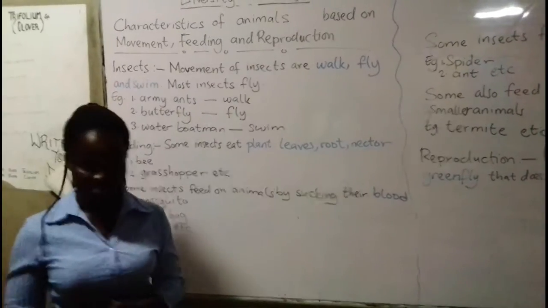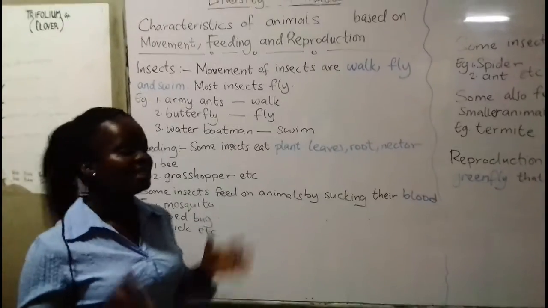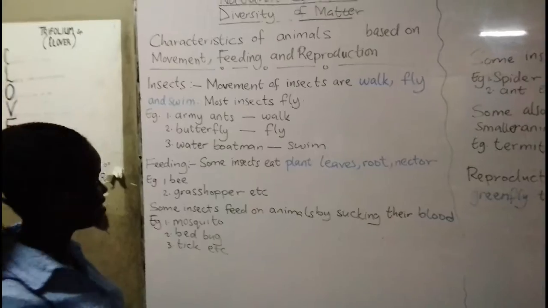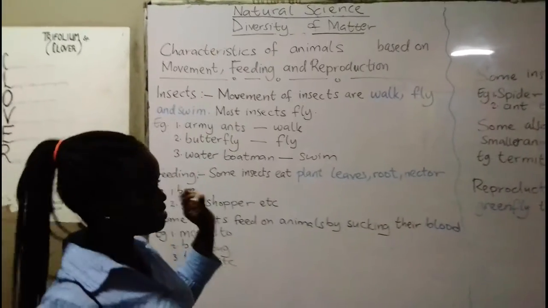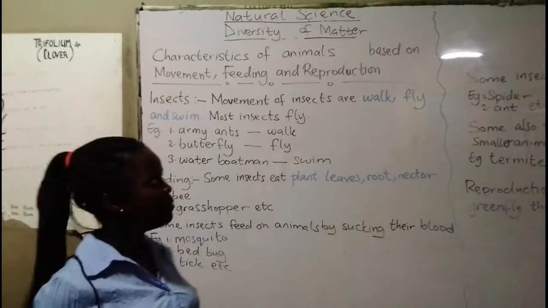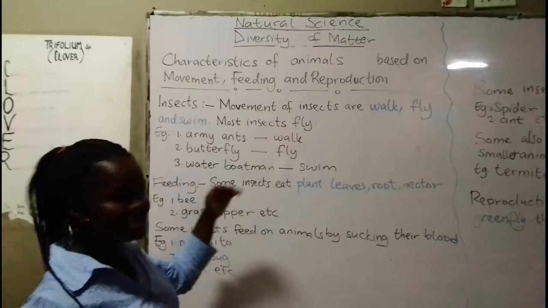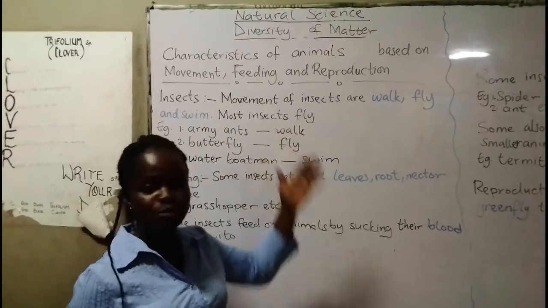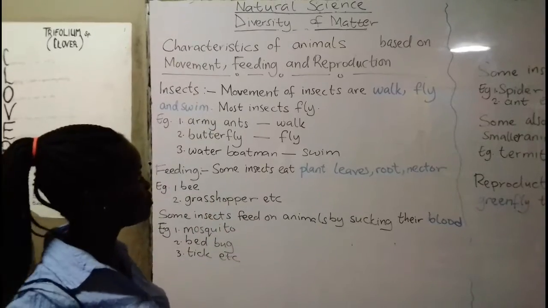Alright, we have been talking about living and non-living things, and today we are going to talk about characteristics of animals, but we are going to limit it to movement, feeding and reproduction. Now, we are starting with insects.